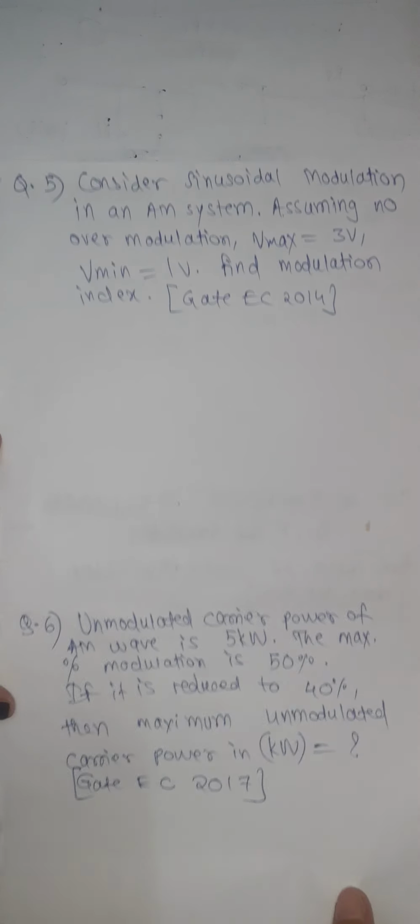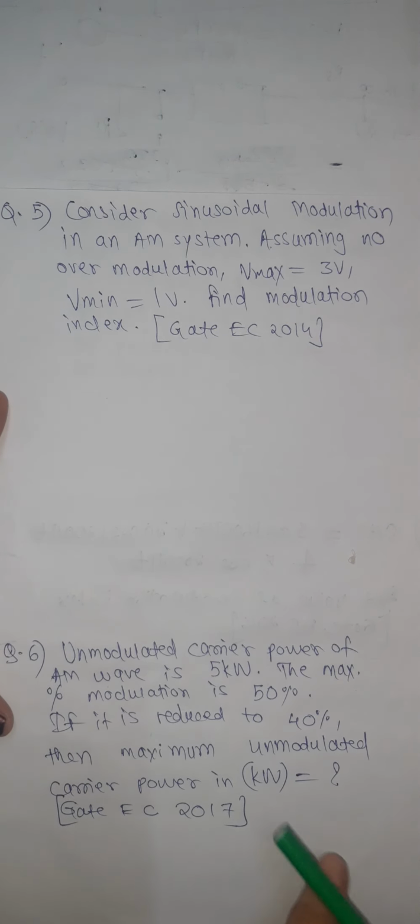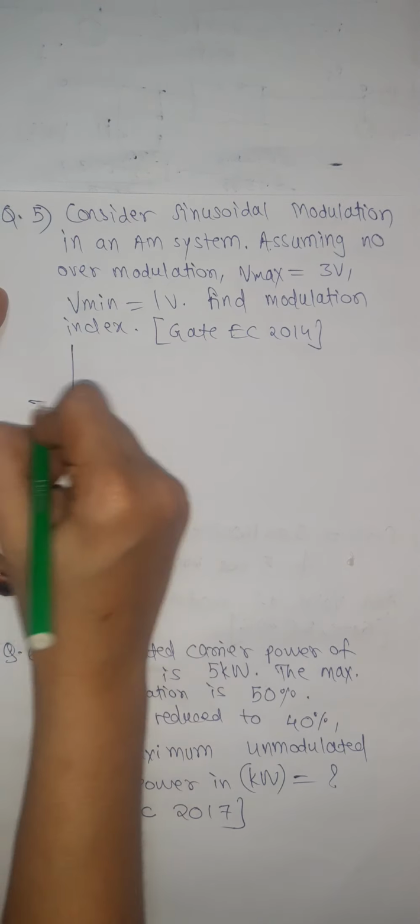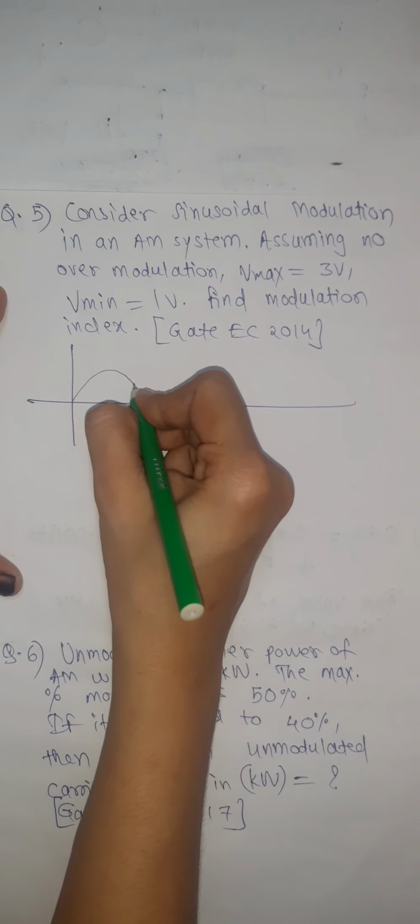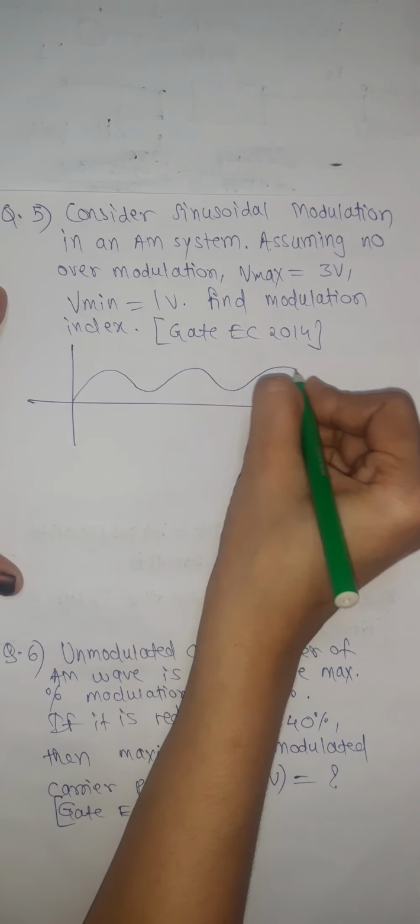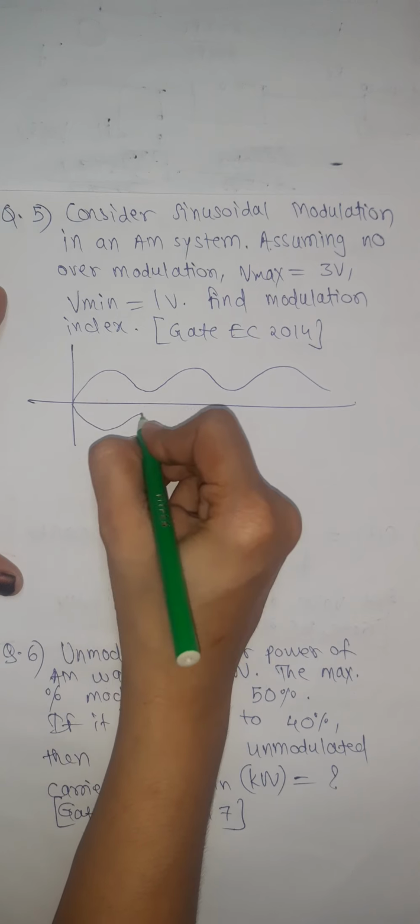Now the next question was asked in GATE EC 2014. Consider sinusoidal modulation in an AM system, assuming no overmodulation. Vmax is equal to 3 volts and Vmin is equal to 1 volt. Then find the modulation index. Here we will first draw the envelope of the AM signal. Suppose this is the envelope. This is the envelope of our AM signal.